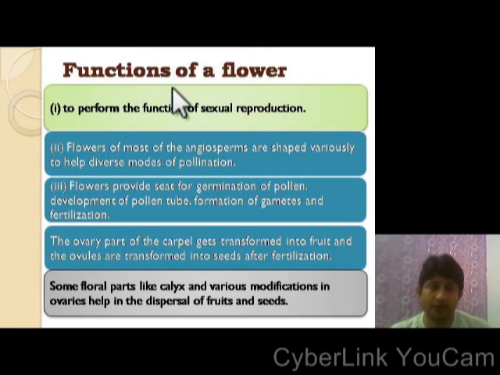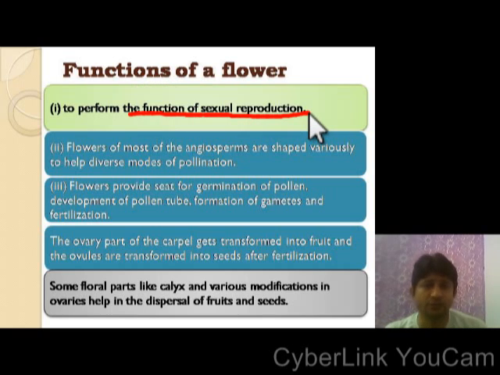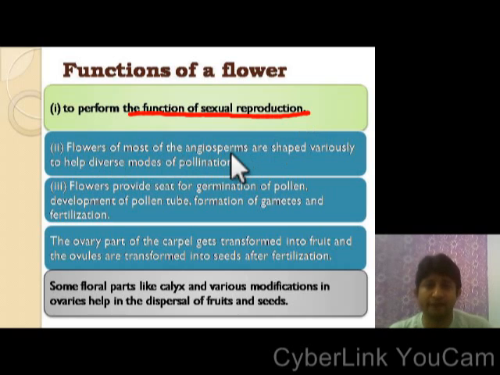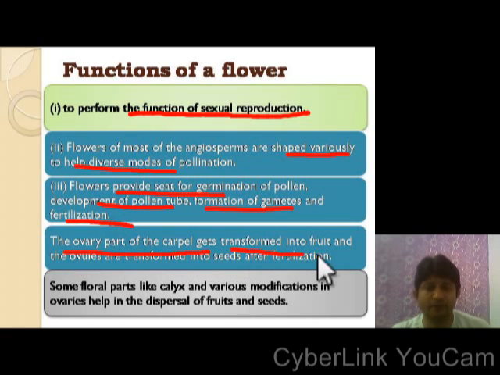Now we are going to discuss the functions of flower. First, one of the most important functions of a flower is to complete sexual reproduction. That's why it is considered the unit of sexual reproduction. And flowers of most angiosperms are shaped variously to help diverse modes of pollination. Flower also provides sites for germination of pollens, development of pollen tube, formation of gametes, and fertilization. The ovary part of the carpel gets transformed into fruit, and the ovules are transformed into seeds after fertilization.